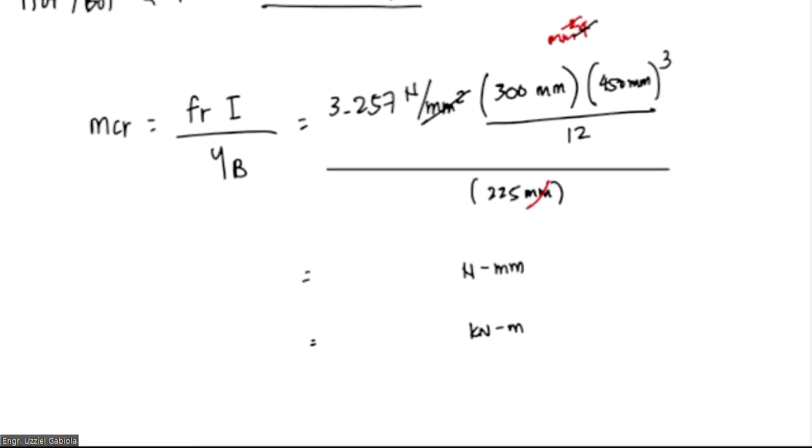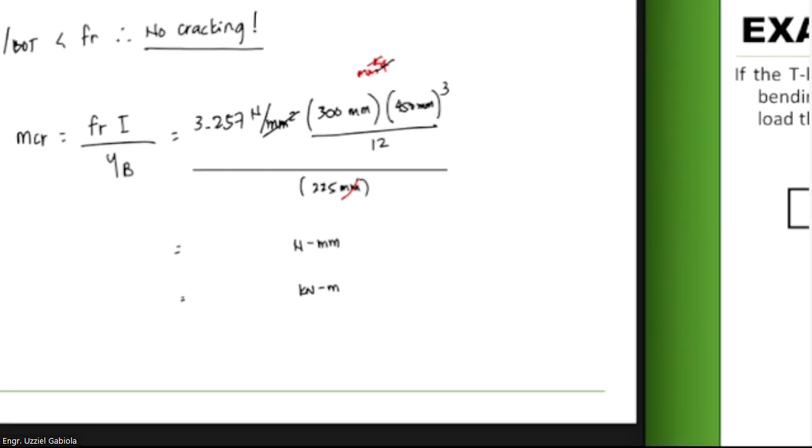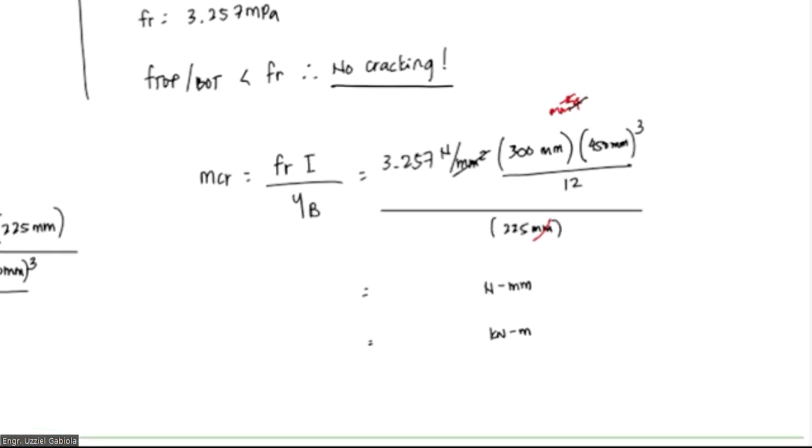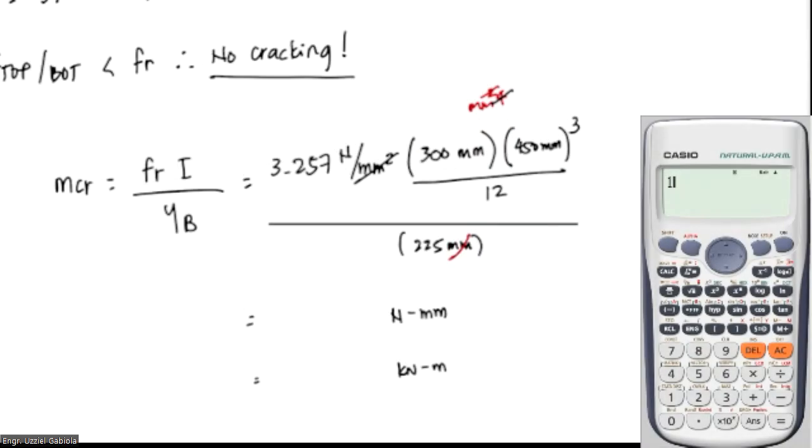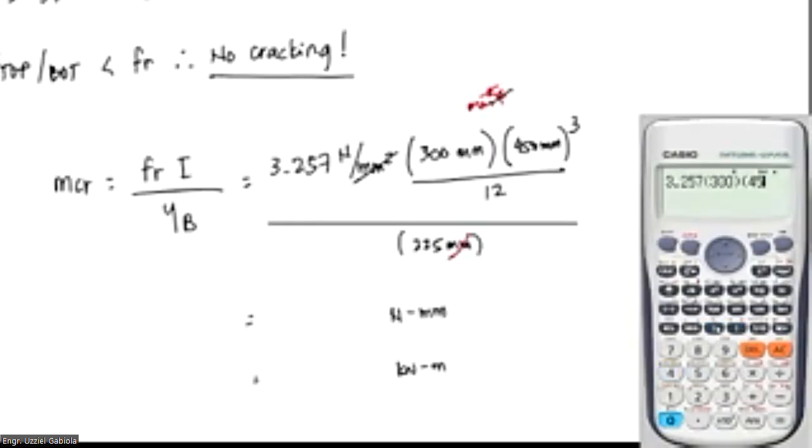Okay, so let's have that. Based on this value, let's pull out our calculator. Okay, so 3.257 times 300 times 450 cubed over 12, all over 225. Okay, so this is the value if it's in Newton mm. So I'll write that.